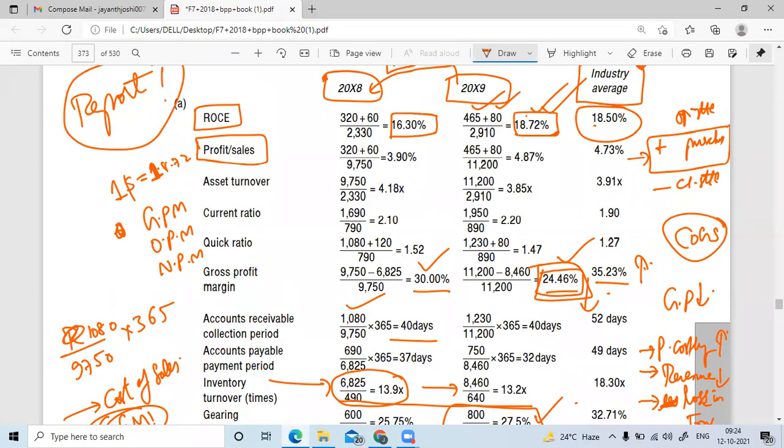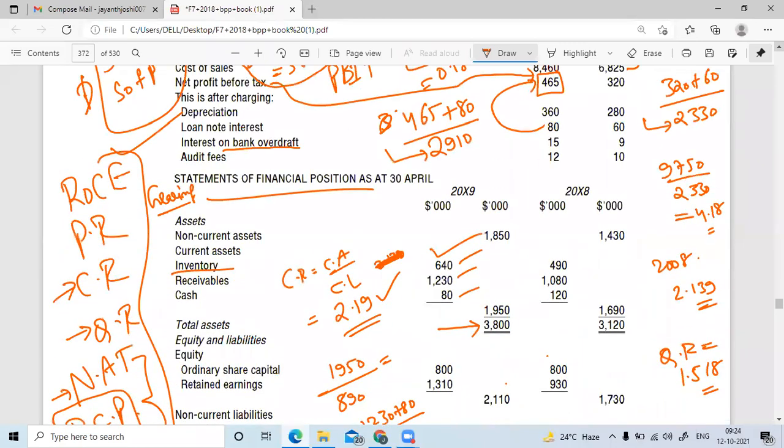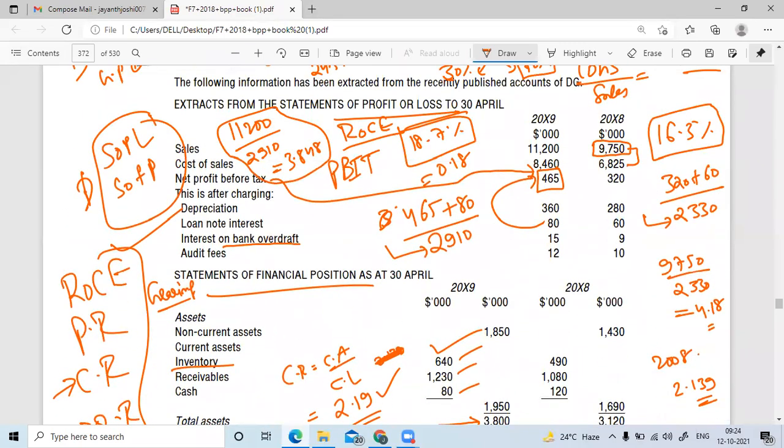Then can anyone tell me this profitability also this year? It has been good. Operating profits in 2009 has been good. It has been better than 2008, and it has even surpassed the industry average. Let's see the reason. The reasons are pretty clear.